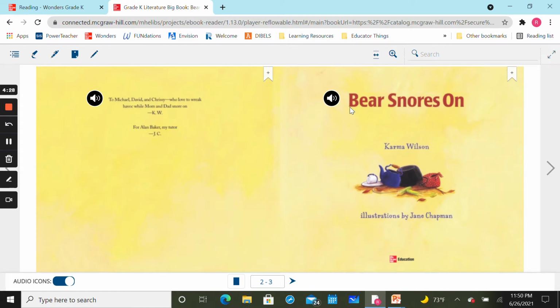So the title of our story is Bear Snores On, and it's by Karma Wilson. Illustrations by Jane Chapman. Because it says illustrations by Jane Chapman, that tells me that Jane Chapman drew all of the pictures. She is the illustrator, whereas Karma Wilson is the author. That means that she wrote all of the words.